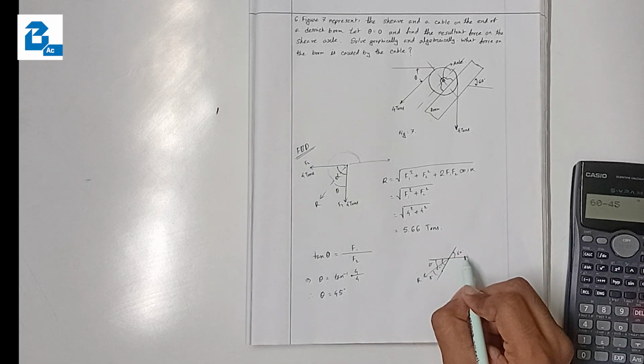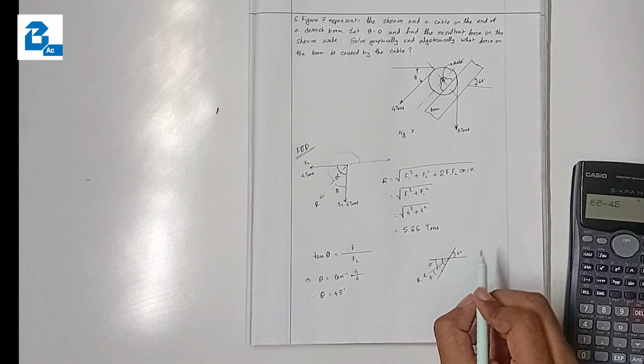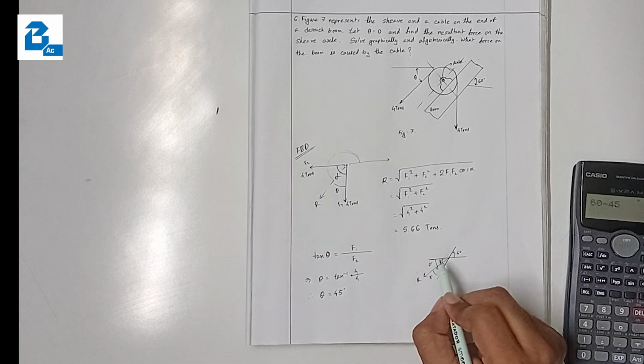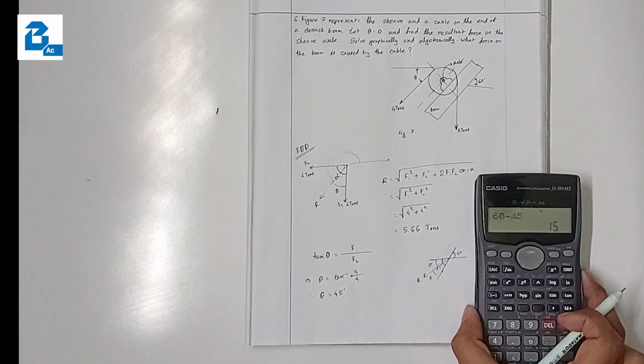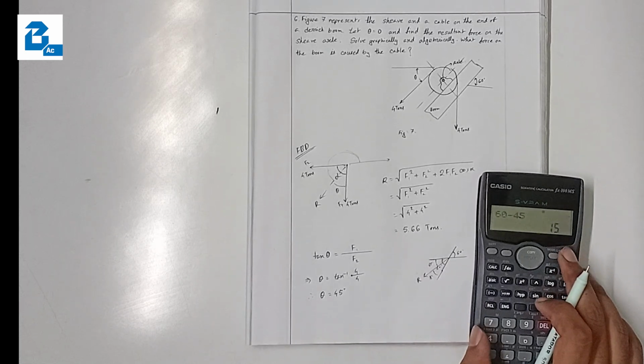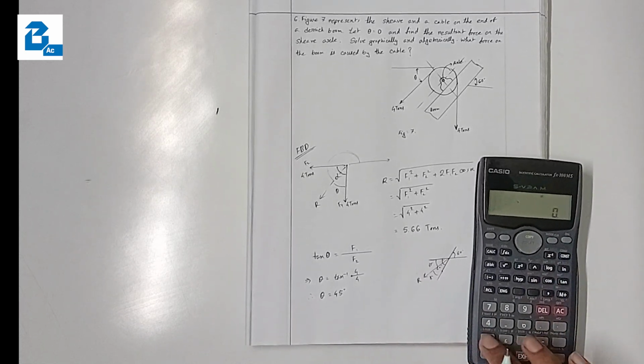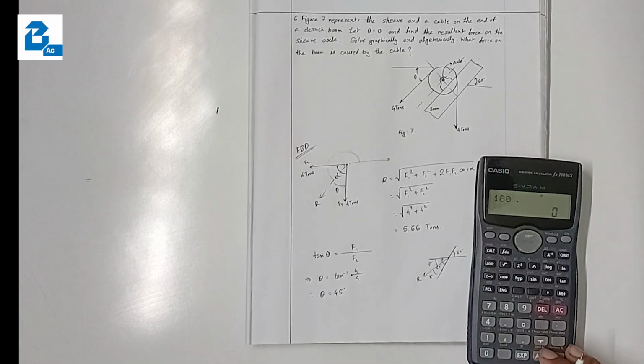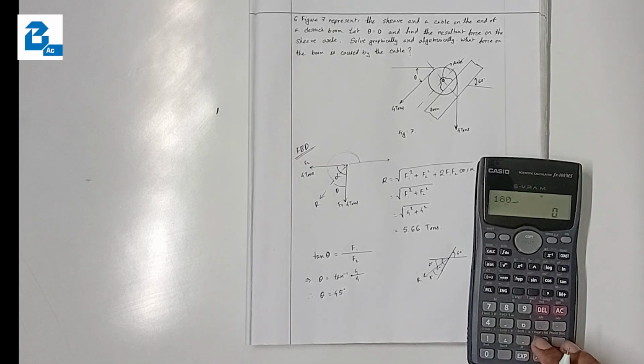If we calculate it from the first quadrant, then we get 180 plus 45, so we get 225 also.